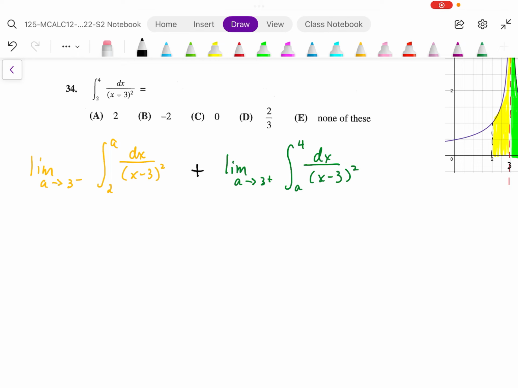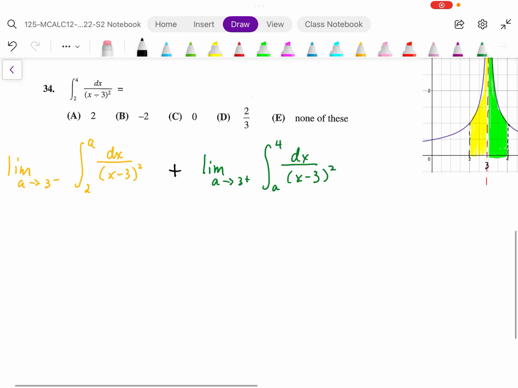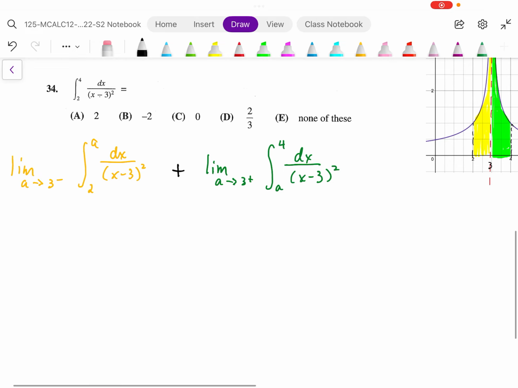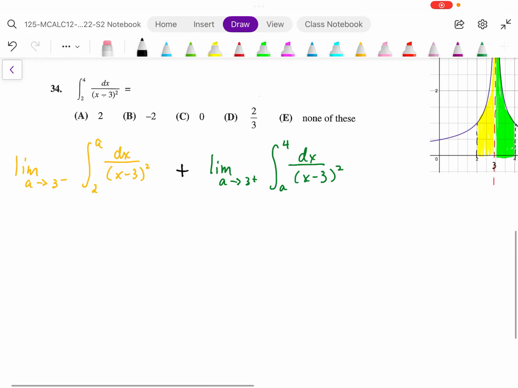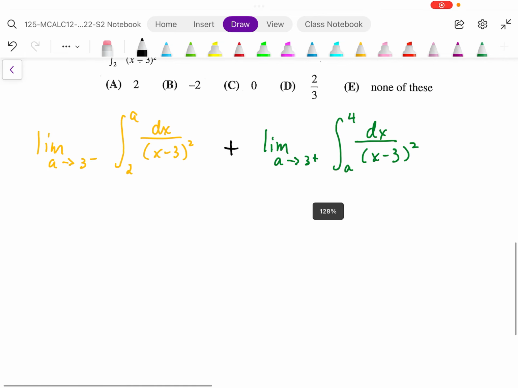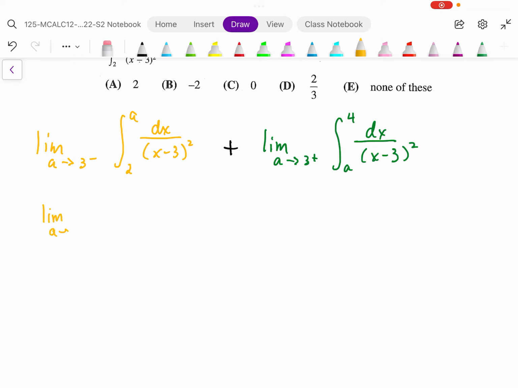So then the left-hand integral is going to be that yellow area. So the yellow integral goes with the yellow area. The green integral goes with the green area. And I'm just going to now anti-differentiate this. I need to use a limit because I'm going to still use a. So the limit as a approaches 3 from the negative side.